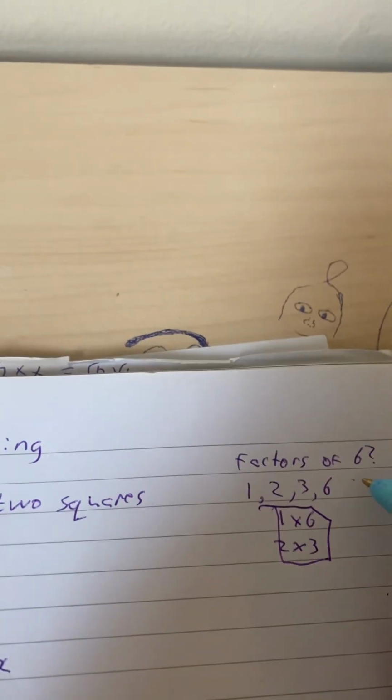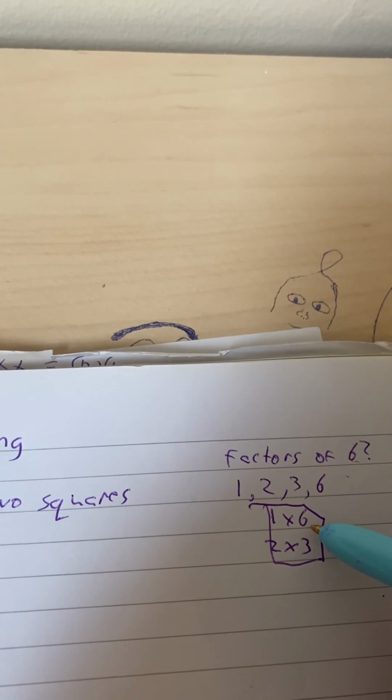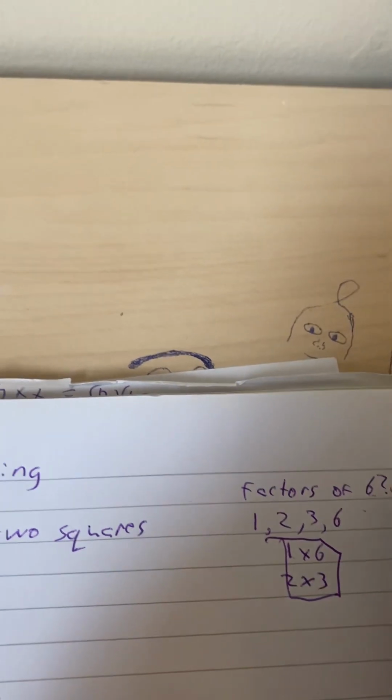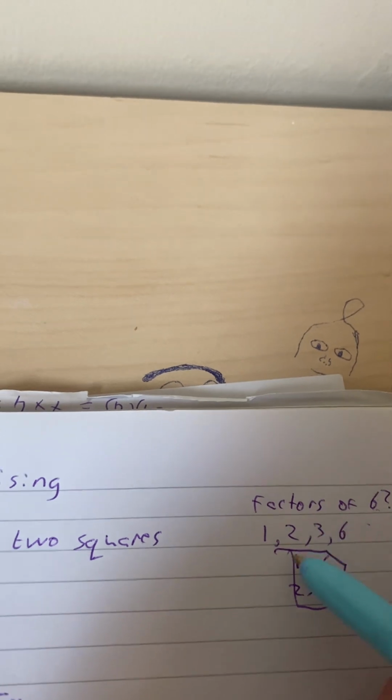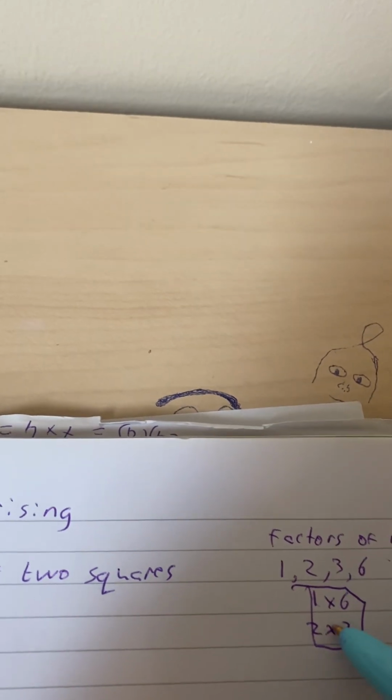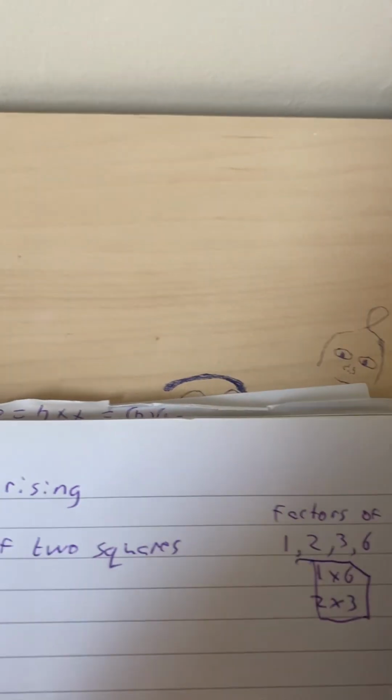That's what factorizing is. Basically, what do you multiply by what to get what we're looking for? Or else you can just say, what divides evenly into 6? So 6 divides evenly into 6 to give us 1, 3 divides evenly into 6 to give us 2, 2 divides evenly into 6 to give us 3, and 1 divides evenly into 6 to give us 6. So that's what factorizing is.